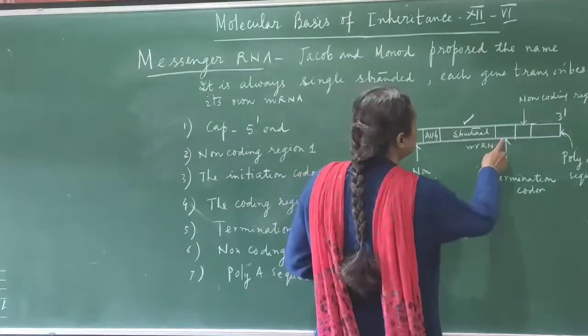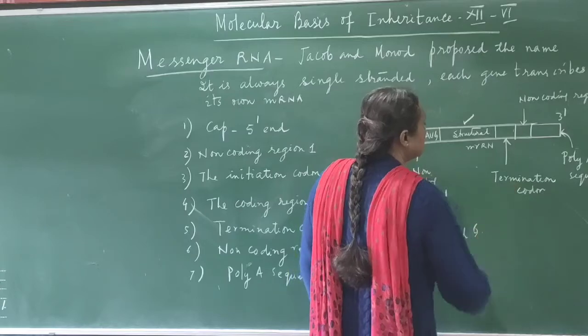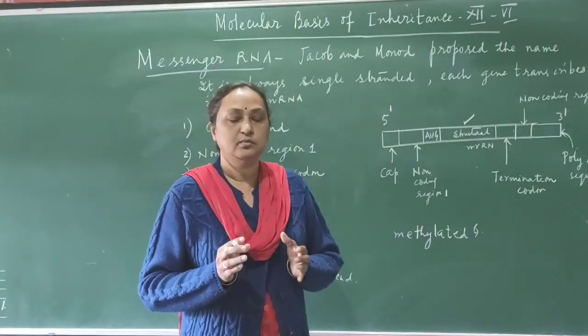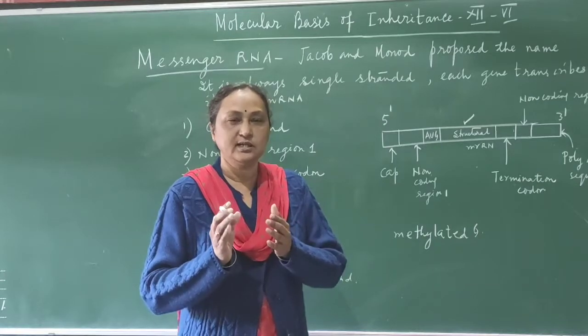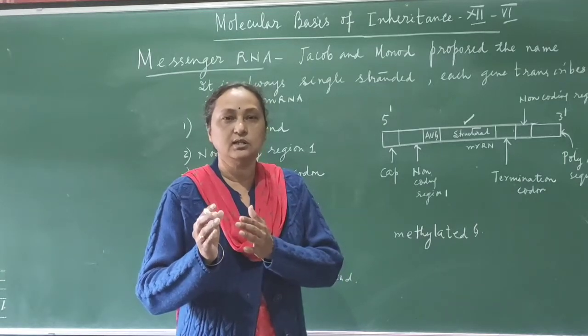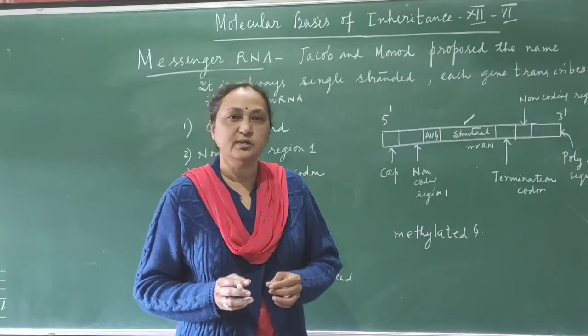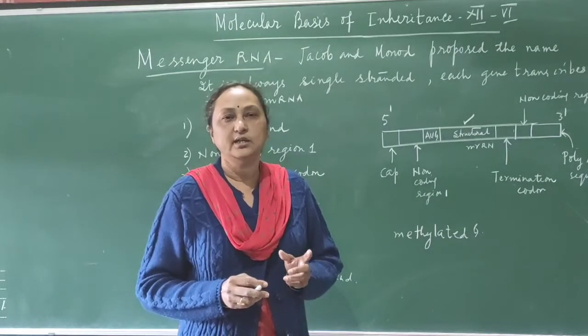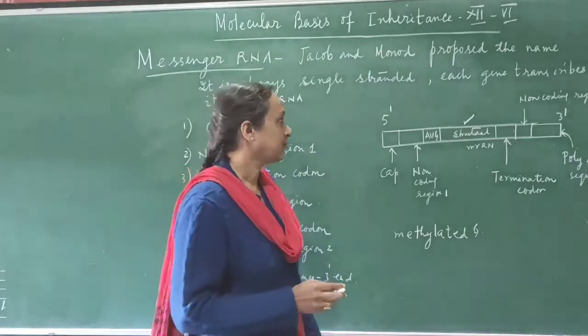Then the next is the termination codon, which is also known as the stop codon. The process will stop. When the ribosome reaches the stop codon, the protein formation process will stop. And there are three termination codons: UAA, UAG, and UGA.